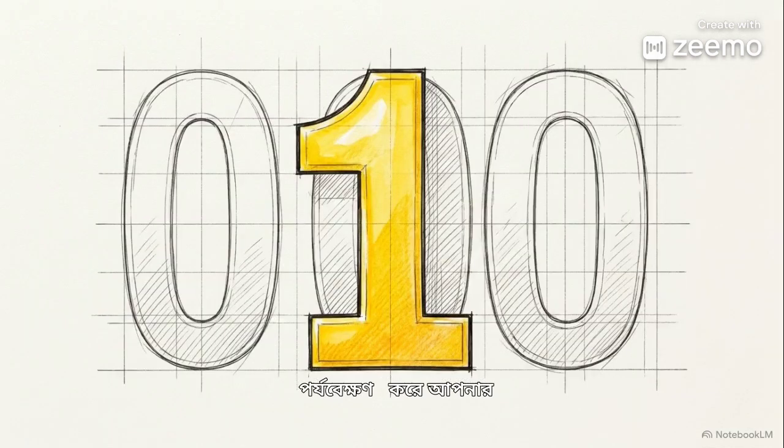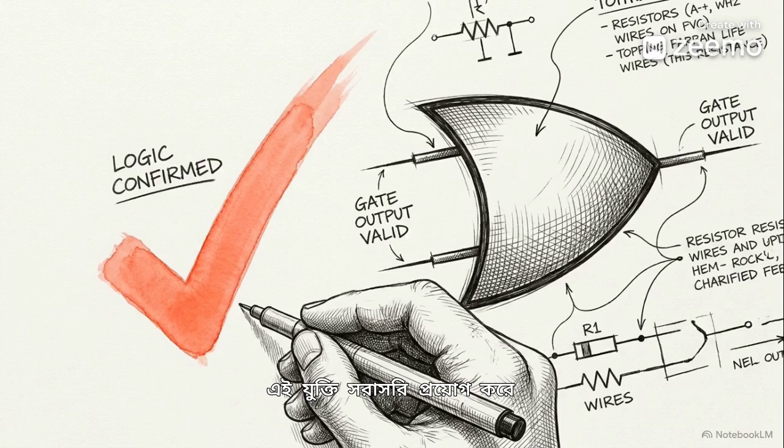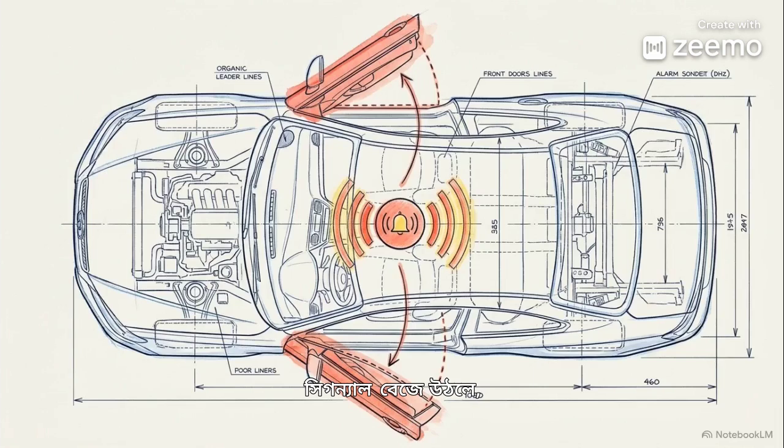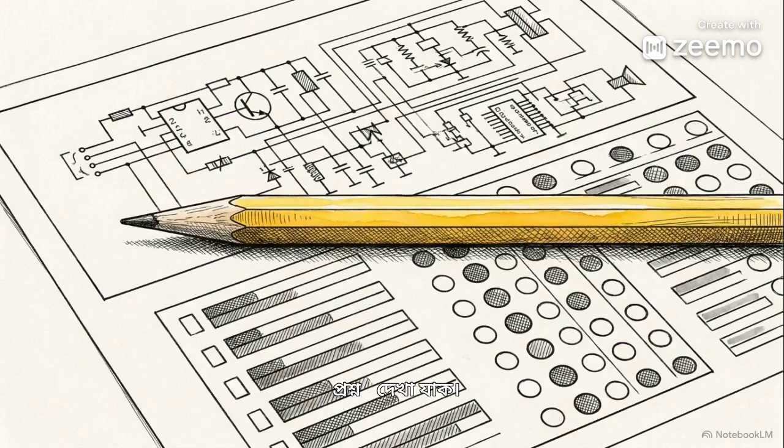Streamline your analysis by observing one specific pattern. For an OR gate, if any one input is a 1, the output is a 1. Applying this logic directly ensures fast, accurate results during an exam or when debugging a circuit. This setup works exactly like a car door alarm. The alarm triggers, resulting in an output of 1, if either the driver's door or the passenger's door is left open. Let's look at a common board exam question.